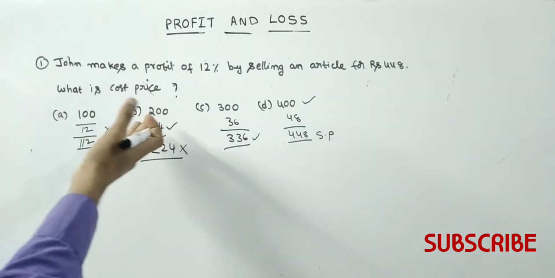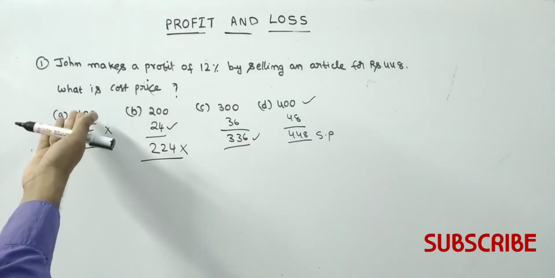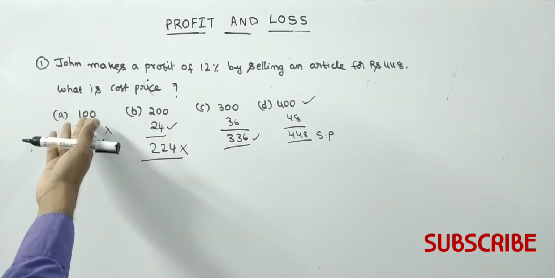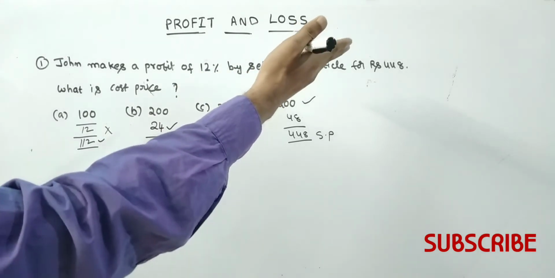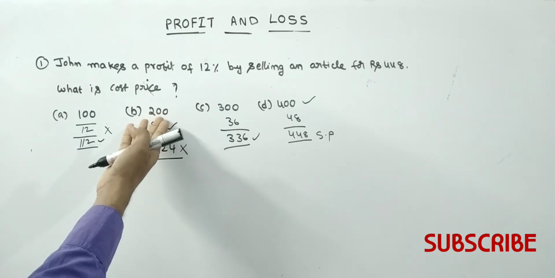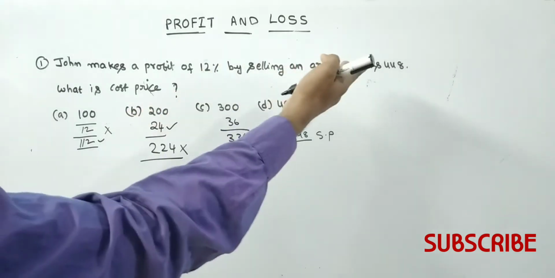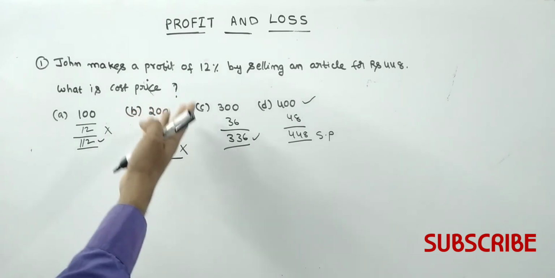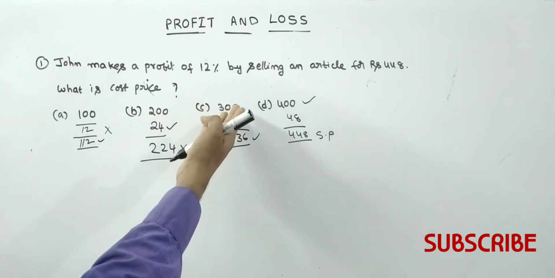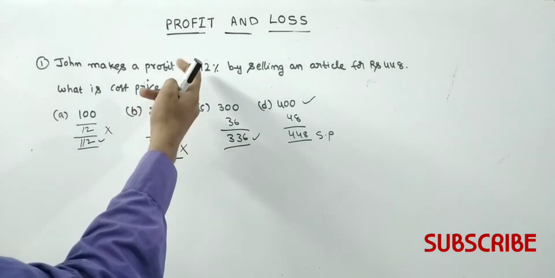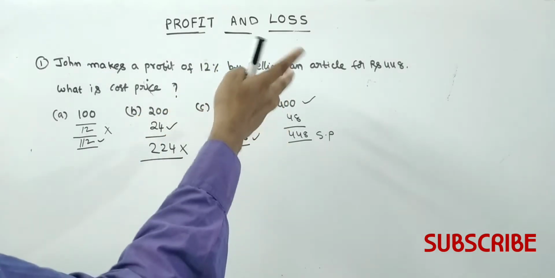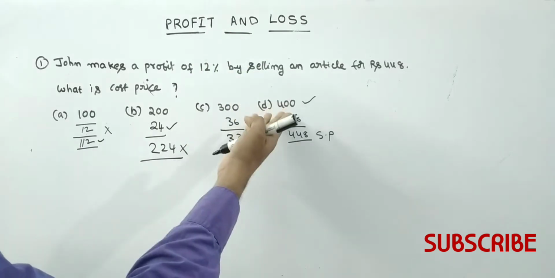See friends, if the cost price is 100, 200, 300, the profit is more than 200, 300, because the selling price is 448. With 200 as cost price, the selling price is double, so the profit is more than 100 percent. Here also the profit is more than 50%. But he has given 12%, so the selling price and cost price are very near. So just go through it directly.